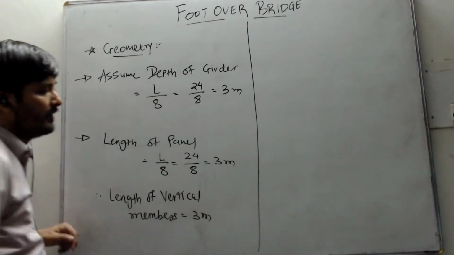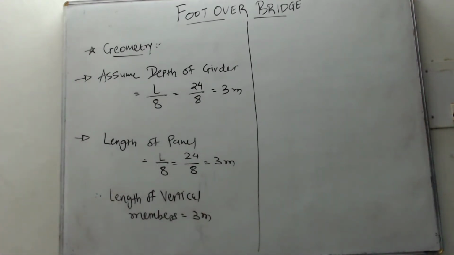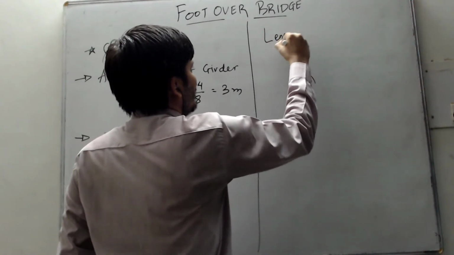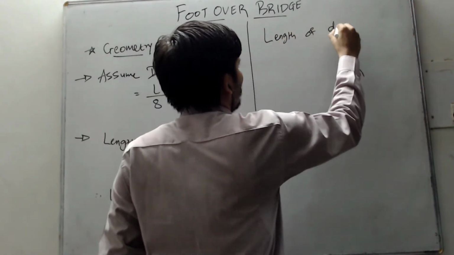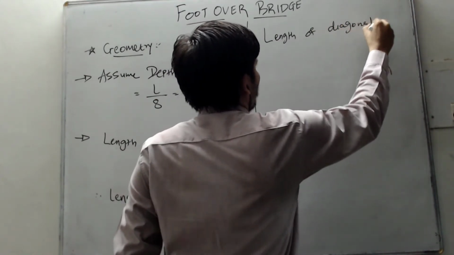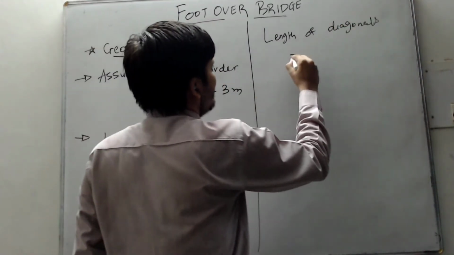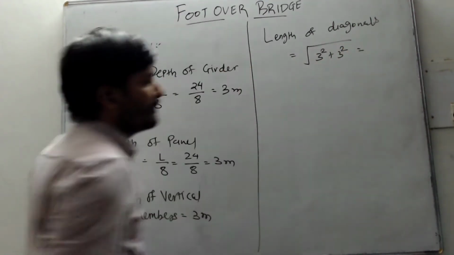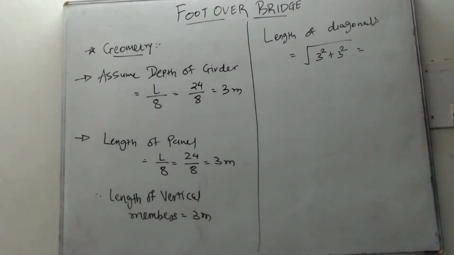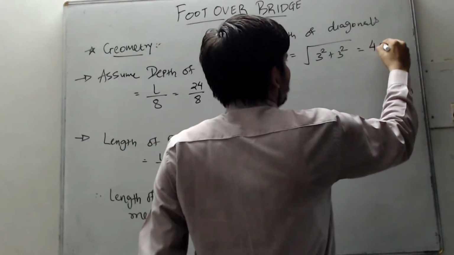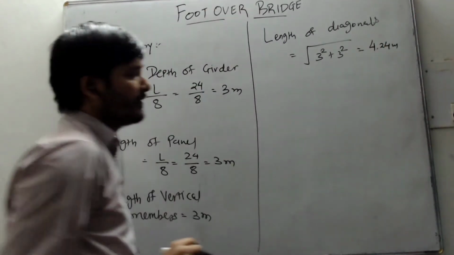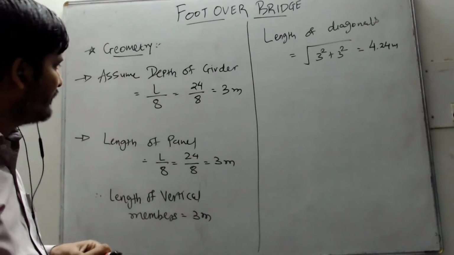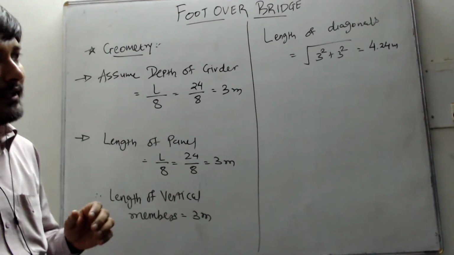Once we get the length of the vertical member, we can easily find out the length of diagonals using Pythagoras: square root of 3 square plus 3 square. So we'll get it as 4.24 meter. So basically we are ready with all the geometry, right? Now we need to draw a diagram for that, so let us draw the diagram.